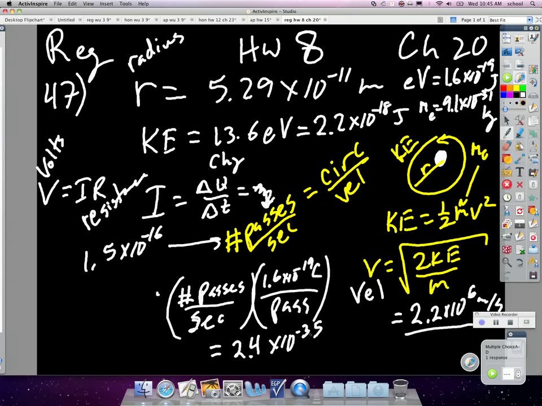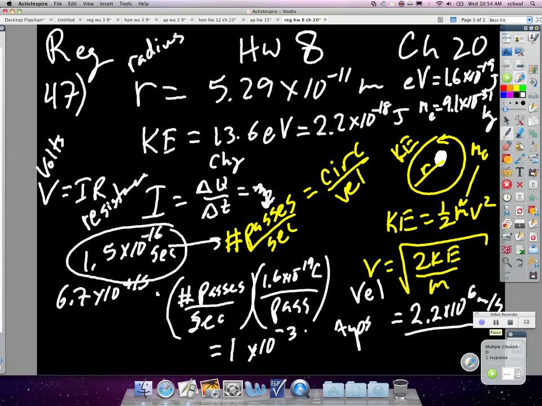Let's correct this now. We did the velocity perfectly well, but the number of passes per second should have been velocity over circumference, because velocity is meters per second. When you divide meters per second by meters, you just get something per second. So that was my mistake there. If you do this, then you get 6.7 times 10 to the 15. And when you multiply that by the charge of 1 electron, then you're good.